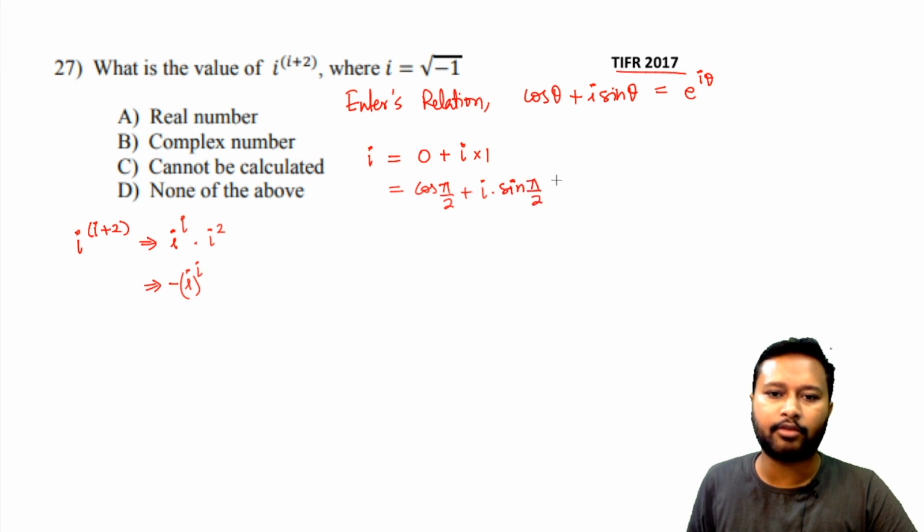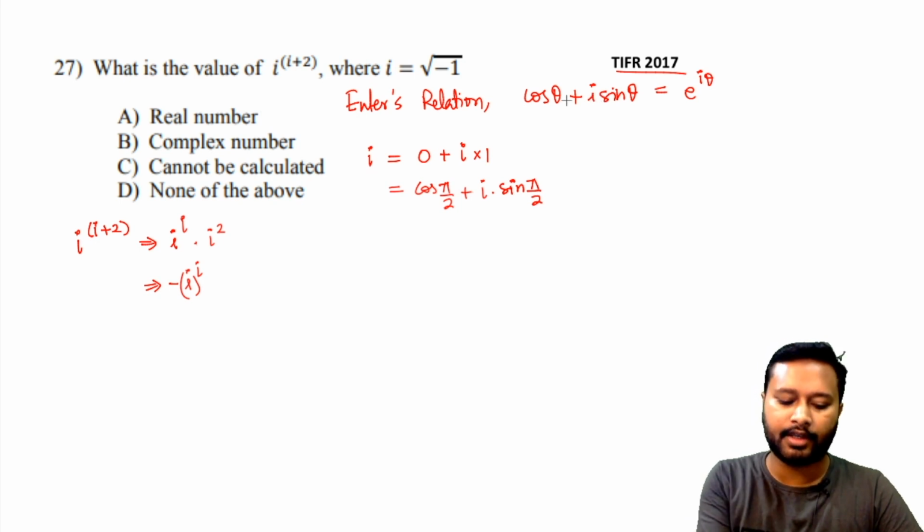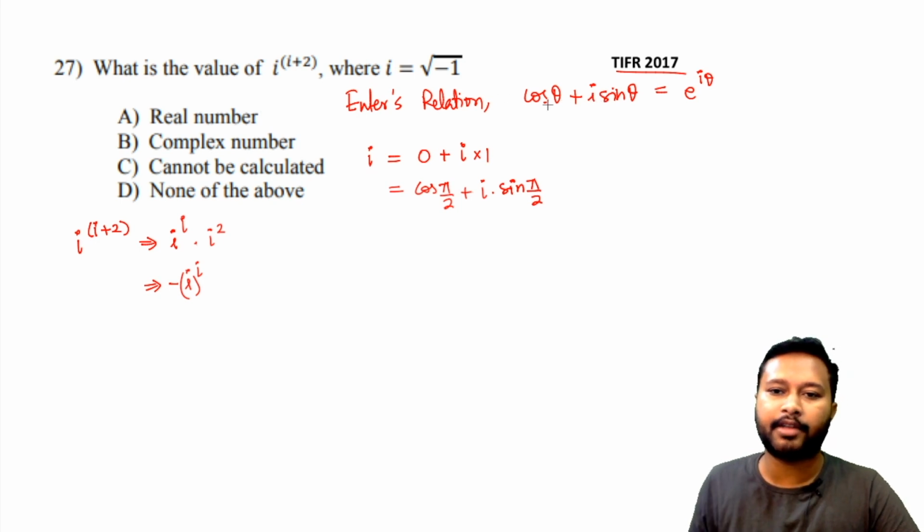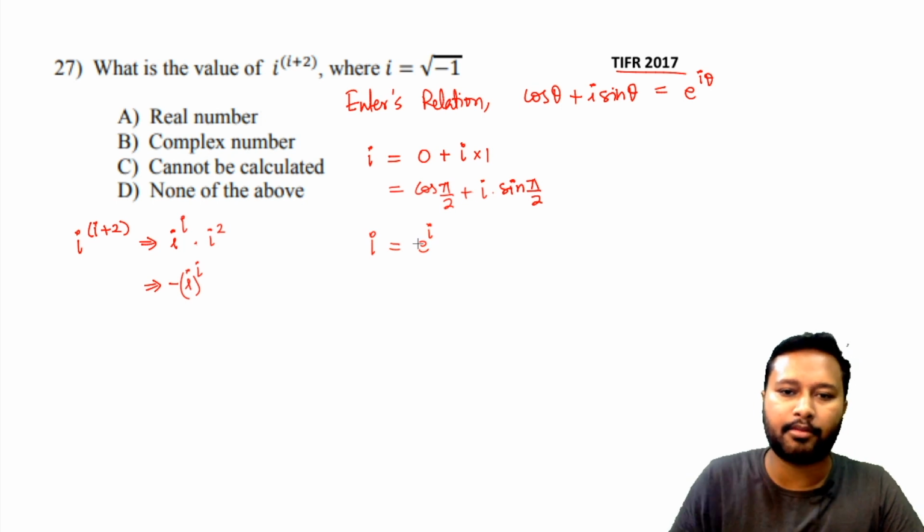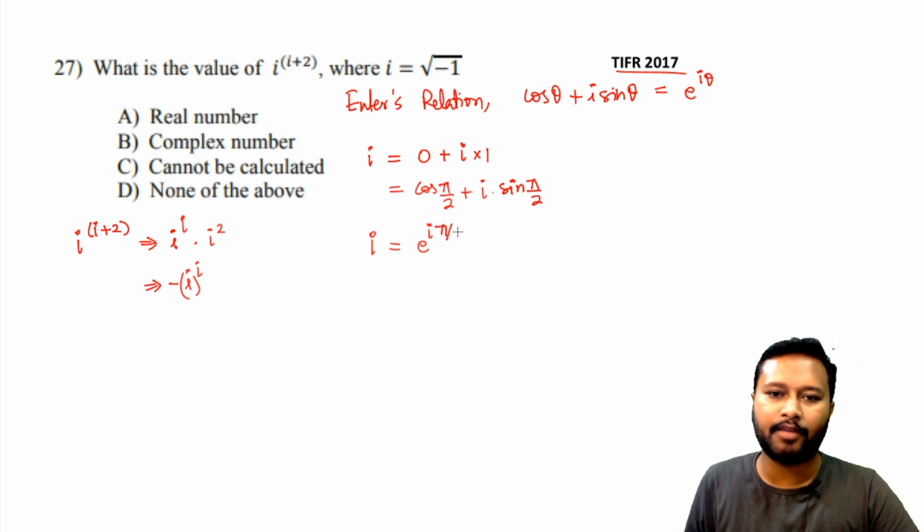Now this becomes quite similar to Euler's relation. Euler's relation says that cos theta plus i sin theta is equal to e to the power i theta. Now you can compare and you will see that theta is nothing but pi by 2 here. So iota can be written as e to the power i theta, and in the place of theta I write pi by 2. So I got e to the power i pi by 2, right?